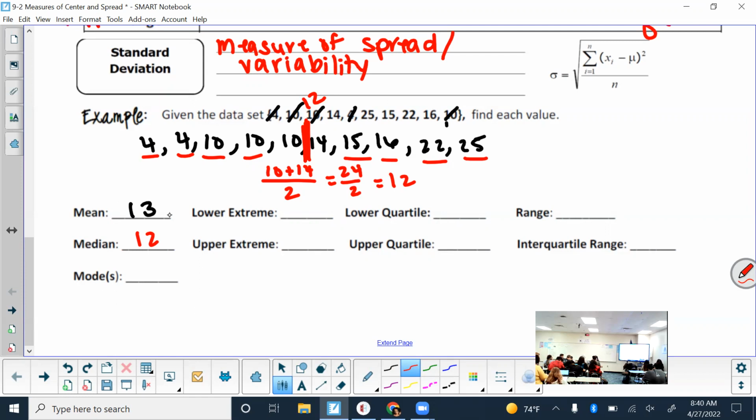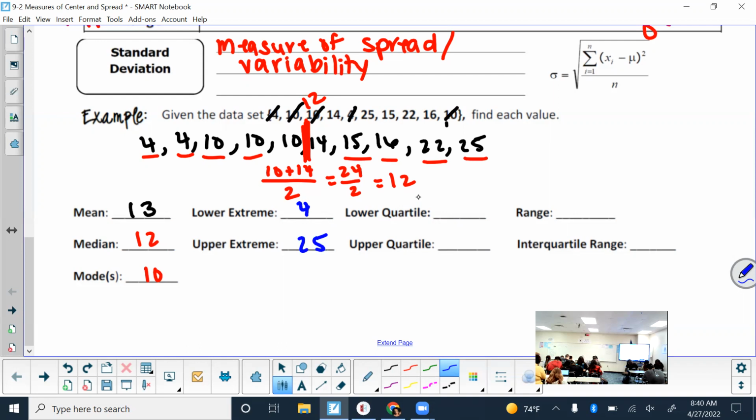What's my mode? 10. Can it also be 4? No, because 4 only shows up twice, 10 shows up 3 times. 10 is the only mode. What is my lower extreme? So my minimum, good. What's my upper extreme?